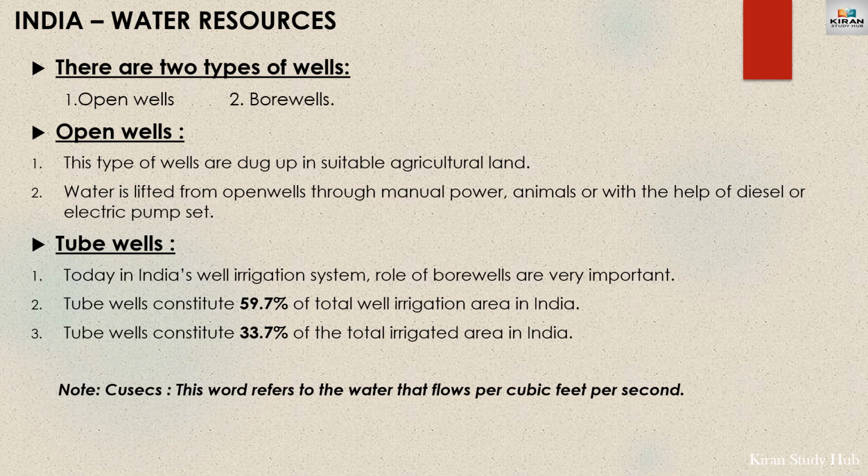And next is the tube well. Today the tube well has become very crucial in Indian agriculture in providing water for cultivating crops. Tube wells constitute 59.7% of the total well irrigation area in India, and tube wells constitute 33.7% of the total irrigated area in India.